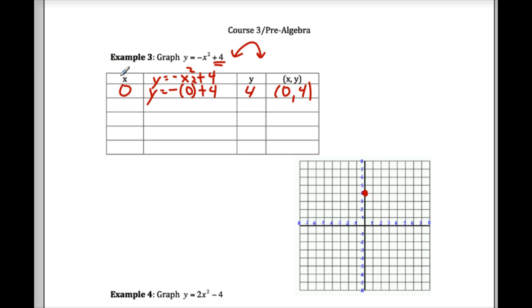All right, next best x value to choose: 1. y equals negative, parentheses, 1 squared plus 4. What's 1 squared? 1. What's the opposite of 1? That negative sign comes into play after you square it. Negative 1. Negative 1 plus 4 makes 3.